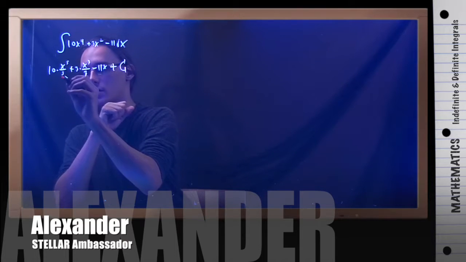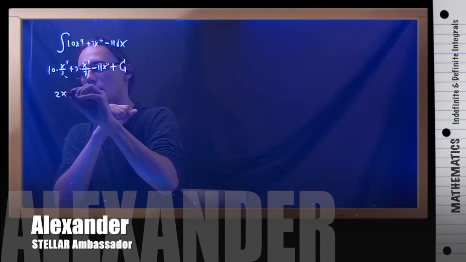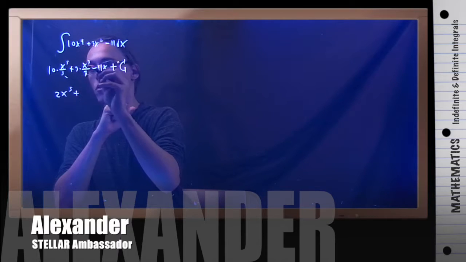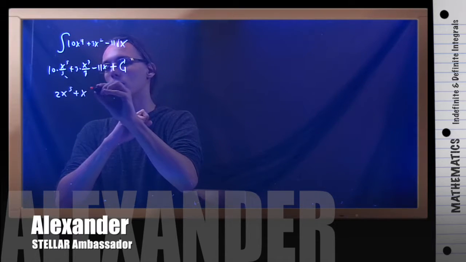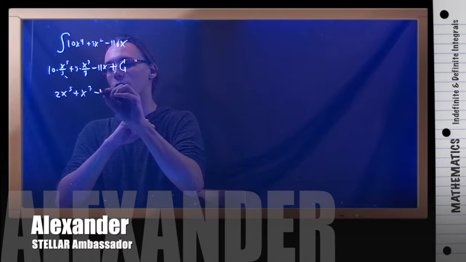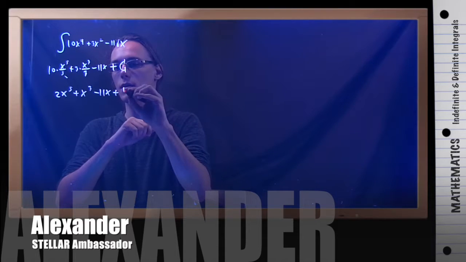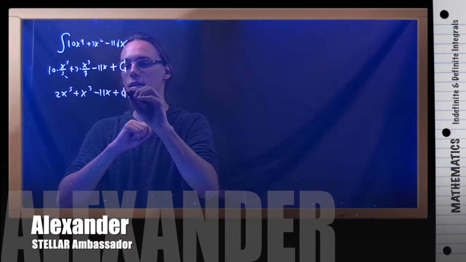So if I reduce this here, that's going to give me 2x to the 5th. The 3's here cancel out, so I get x cubed. And then I just have minus 11x plus c. So that's finding the indefinite integral.